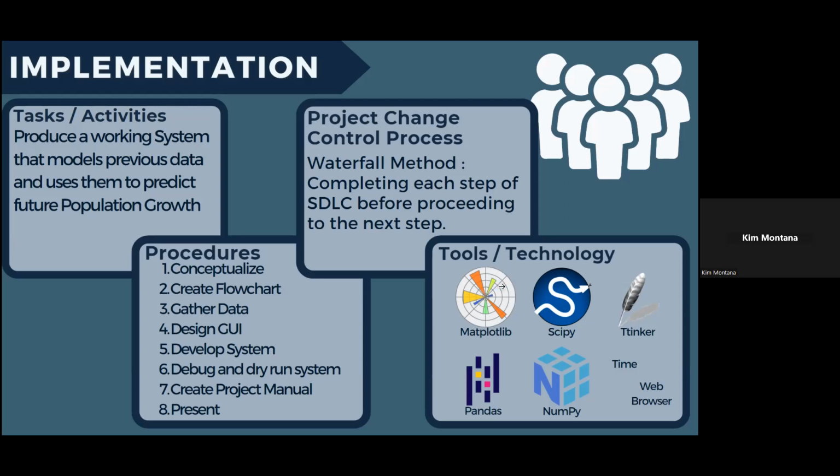And before we implement the linear regression tool, we identify the R score of the data we have, and we design the GUI and develop the system. So we debug and dry run the system and then create a project manual. And for our project change control process method, we use the traditional software development lifecycle by waterfall method. And waterfall method is by completing each step of the software developer lifecycle before proceeding to the next step.